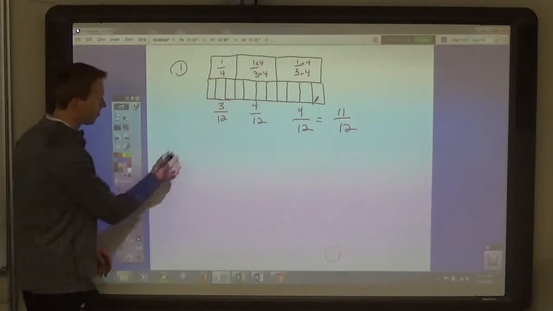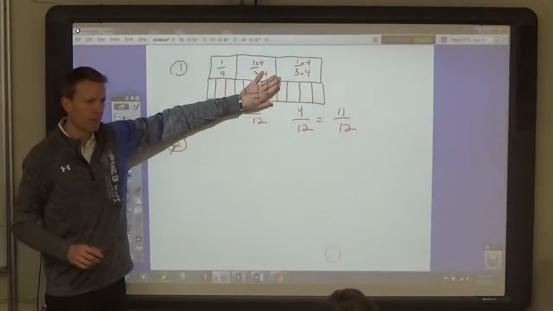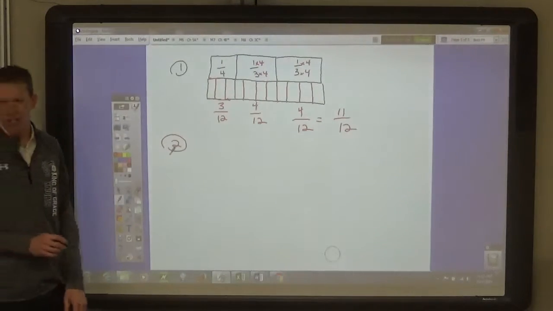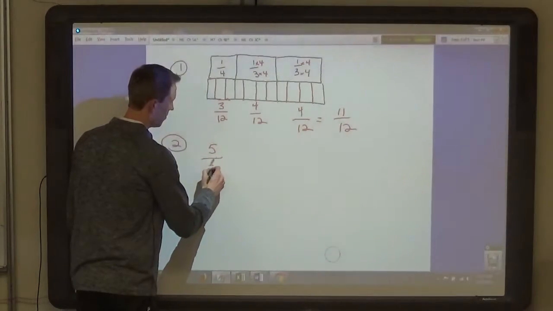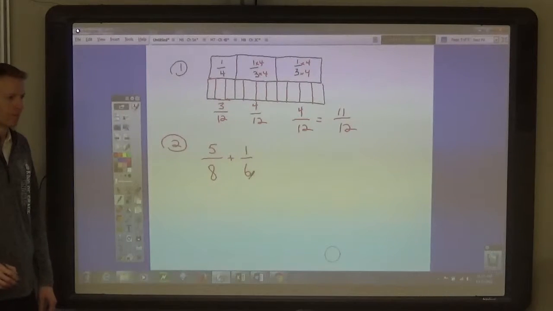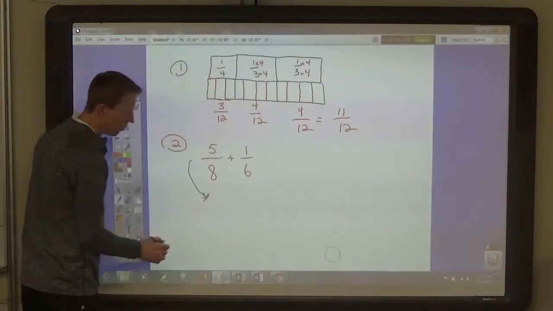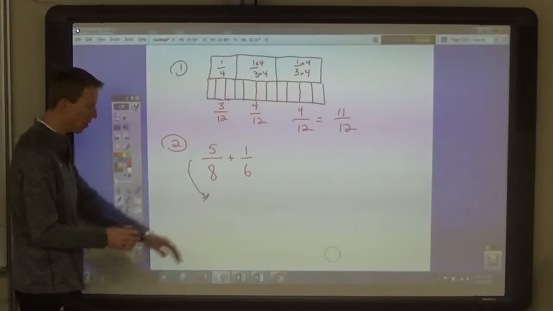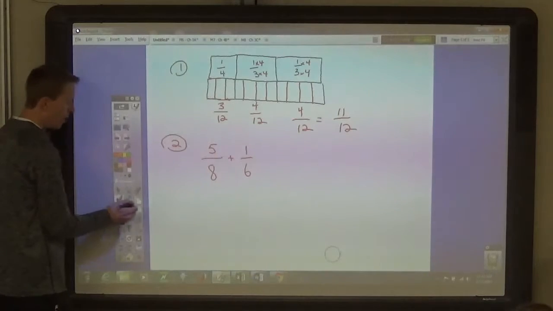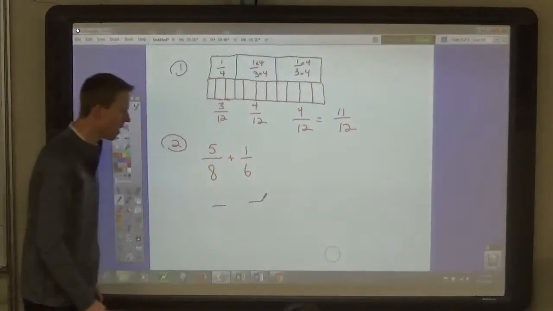Now let's do number 2. Copy these down. These are part of your assignment. 5/8 plus 1/6. Now, here's how I want you to show this. You don't have to draw this arrow, but this is showing you where I want you to write the equivalent fraction, okay? So right below 5/8, we need to change this to an equivalent fraction that has the same denominator.